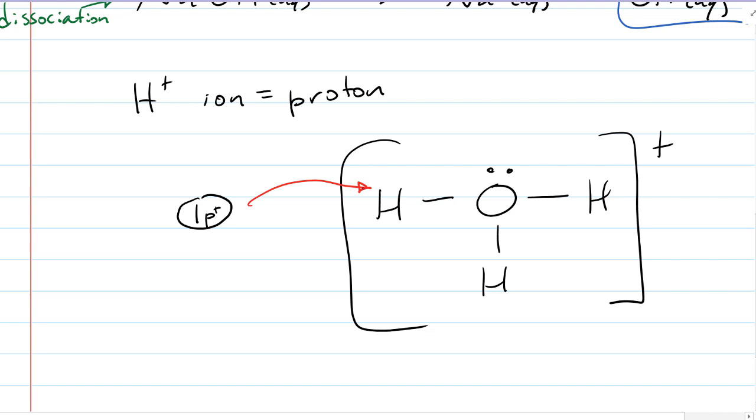So the hydronium ion is the result of this proton attaching to electrons of a molecule of water, yielding the hydronium ion. So this is what the hydronium ion has for a structure. Again, compare that to the structure of H2O, which looks something like this.